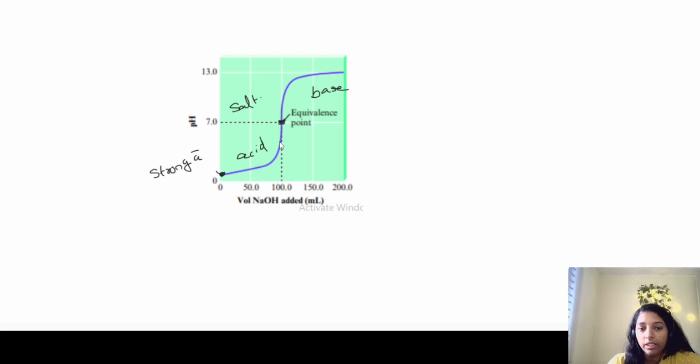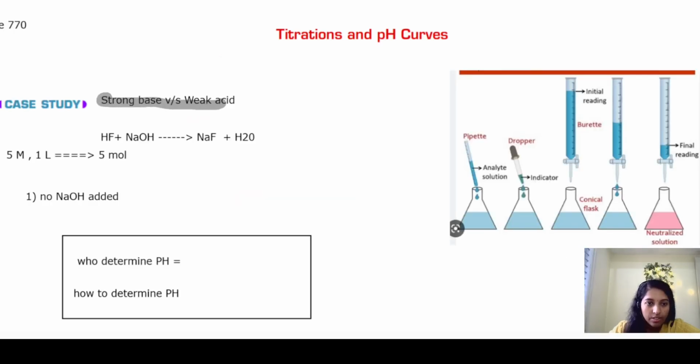If you understand this one, everything is very simple. But the problem is we are applying the same concept to a second situation. The second situation is something more complex. It is the same concept, but when I deal with it, you can understand. So this is our second case: strong base versus weak acid. For the strong base we take the same NaOH, and for the weak acid, as an example, we can take HF. I'm taking the same concentration, 5 molar, 1 liter, so the initial amount of hydrofluoric acid is 5 molar, right? Okay, so let's see the first stage.